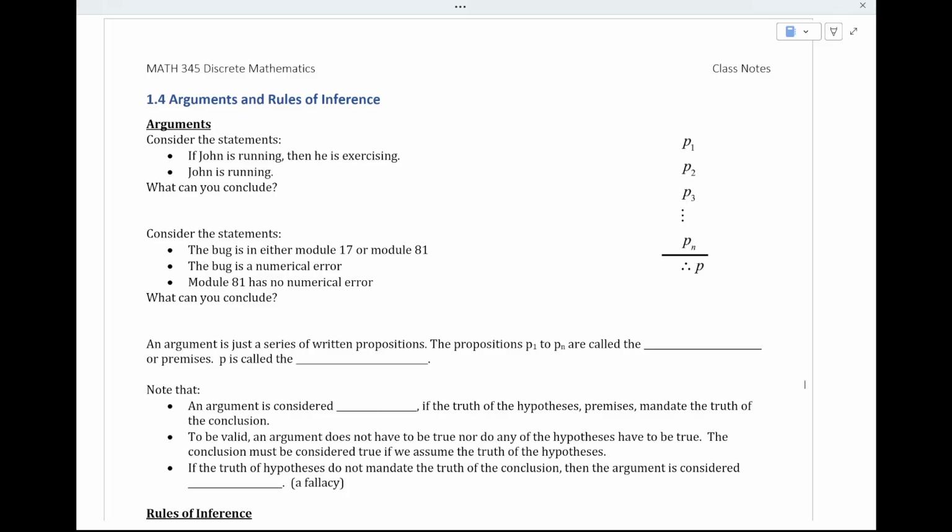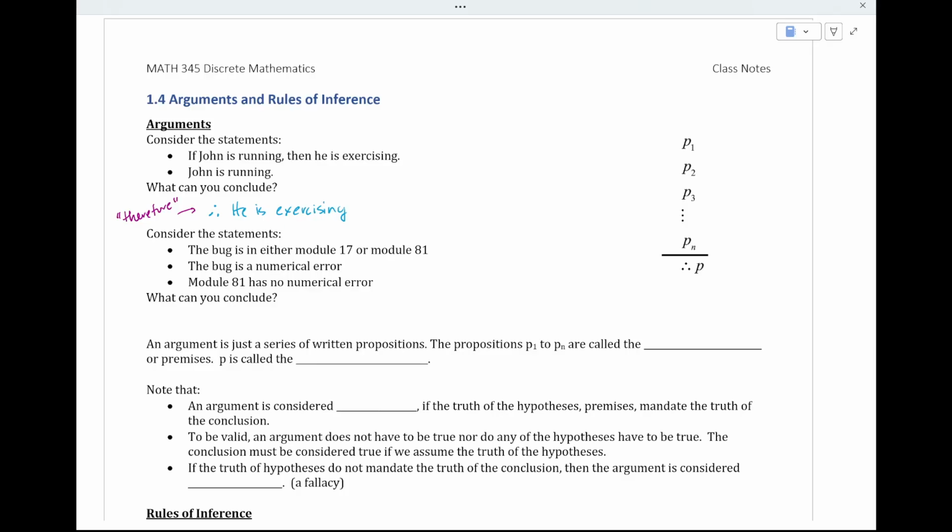Here are two statements. The first one: if John is running, then he is exercising. Second statement: John is running. If we know those two statements to be true, what can we conclude? If John is running, then he is exercising, and we know that he is running. Therefore, I'm going to use these three dots in a little triangle shape to denote therefore. It's a long word, so we save ourselves some time with the three dots. Therefore, he is exercising.